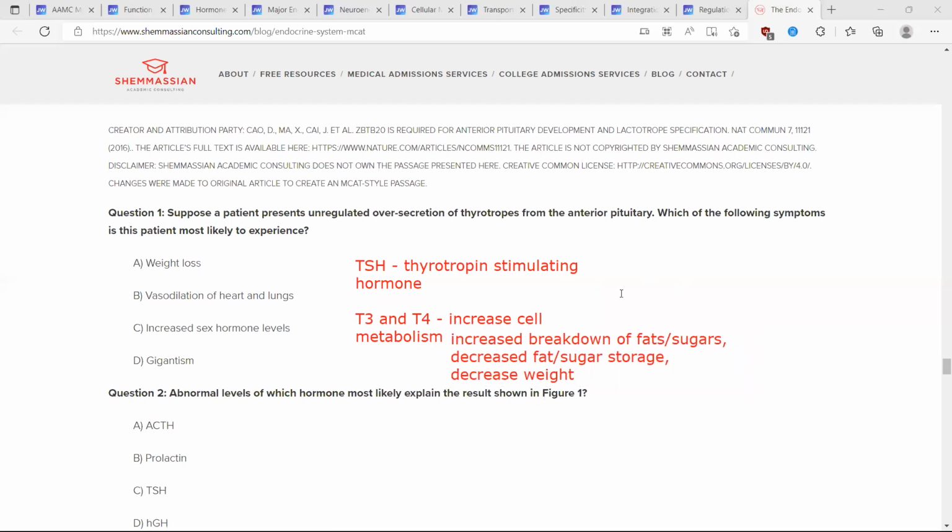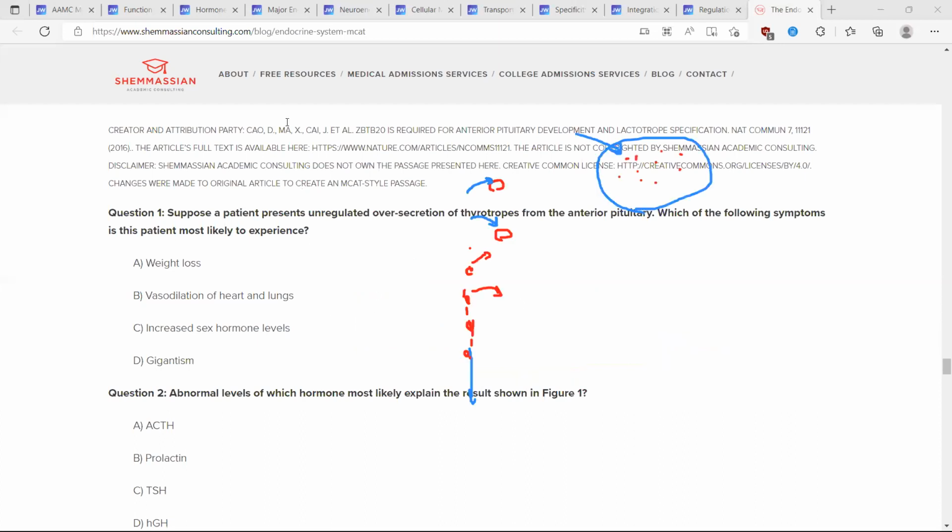The other options here don't necessarily have anything to do with metabolism. Vasodilation of heart and lungs is more like sympathetic fight or flight, right? It's not necessarily cell metabolism. So I think A would be right here.